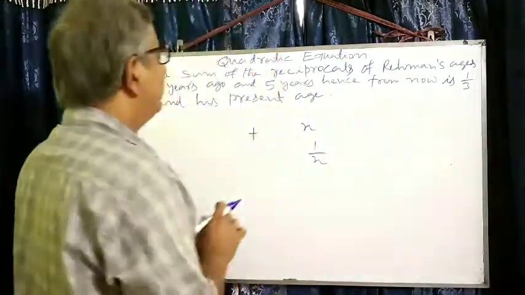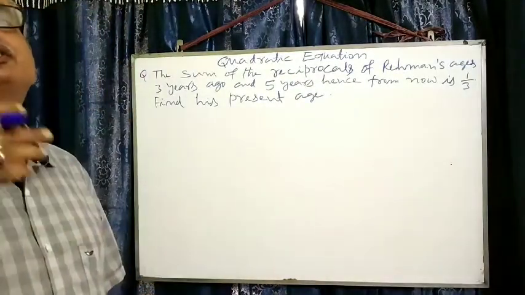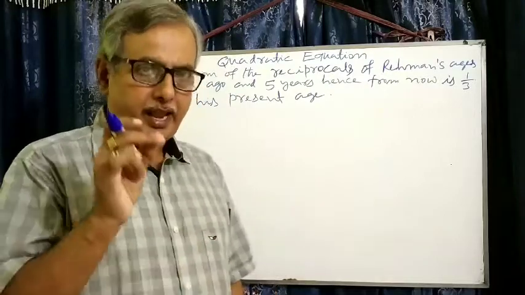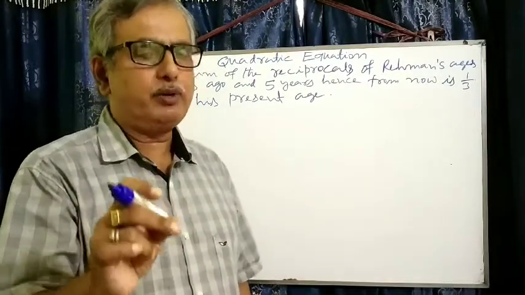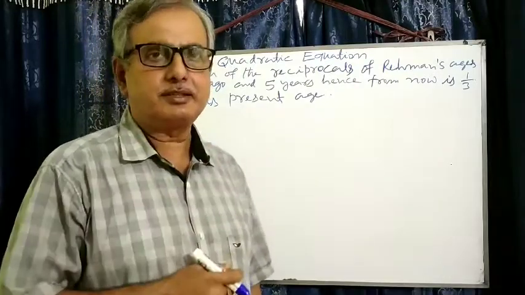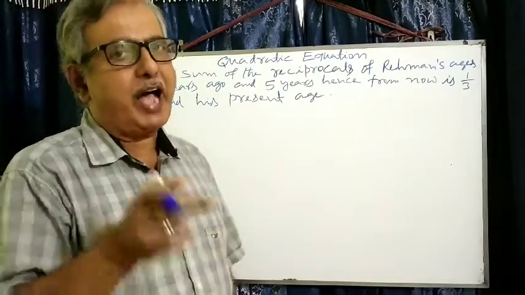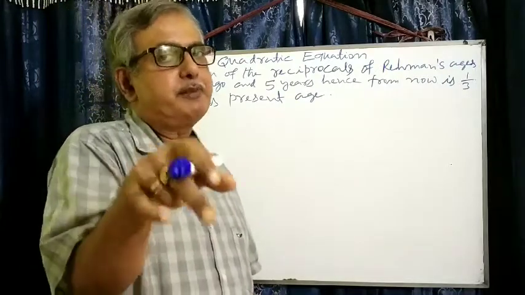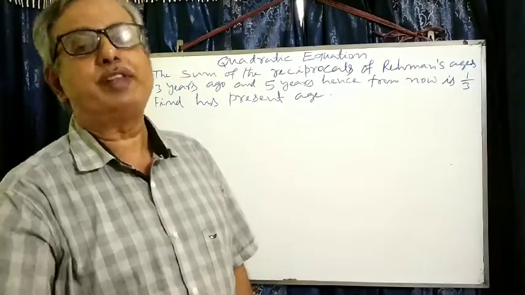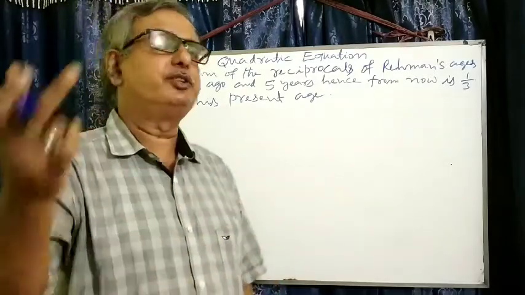by 3. First of all, you have to understand what is ago, what is from now, and what is the present age. The age which you are having now, that is called present age. Suppose you are 15 years, that means your present age is 15 years. 5 years ago, that means what? 15 minus 5. 3 years from now, that means what? Present age 15 years plus 3 you have to take.